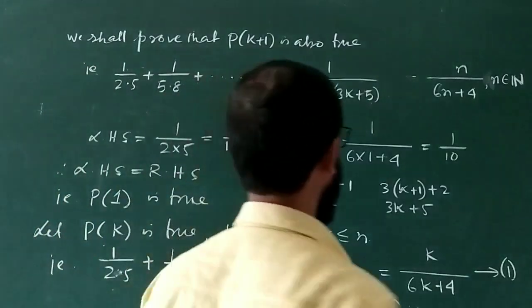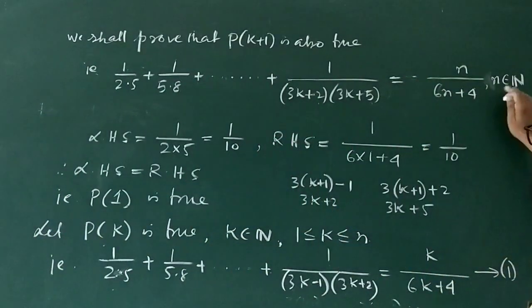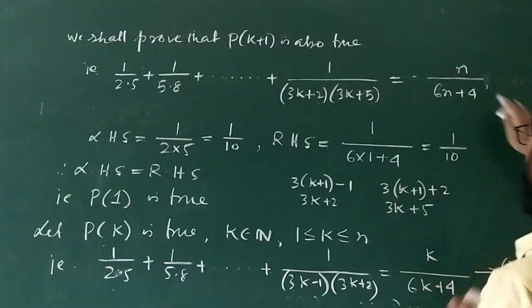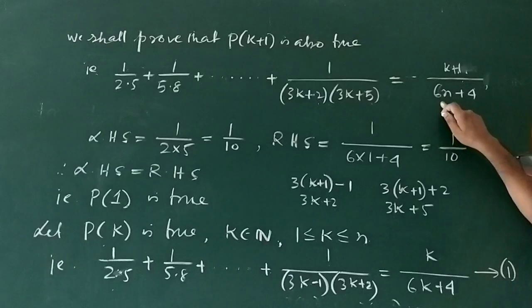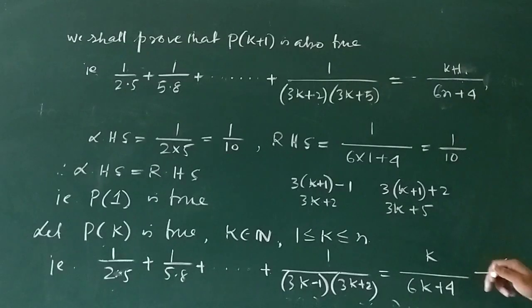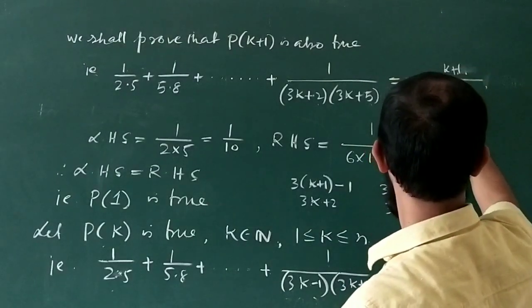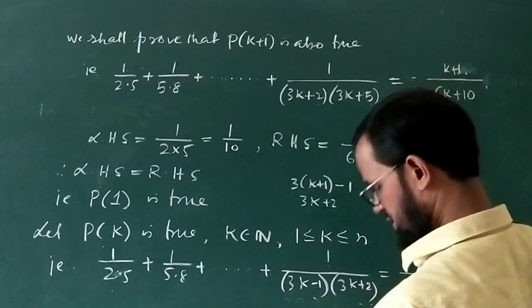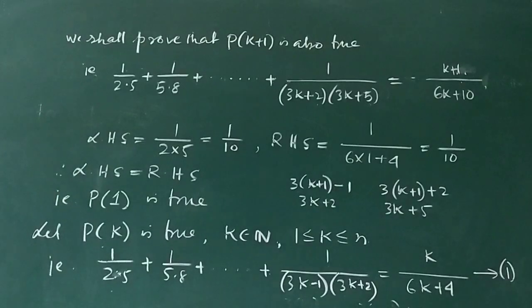And what will the right hand side be? On the right hand side, n can be replaced by k plus 1. If you replace n by k plus 1, what will be the result? If we put k plus 1, 6 into (k plus 1) means 6k plus 6 plus 4. That means 6k plus 10. I hope you are understanding. Just calculation is required. This is what you are going to prove.